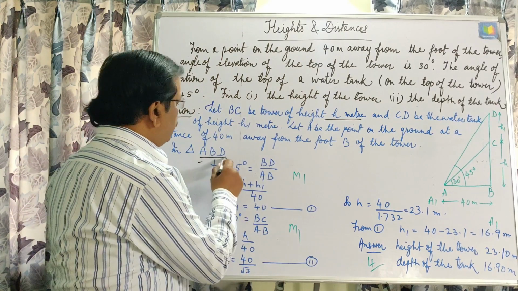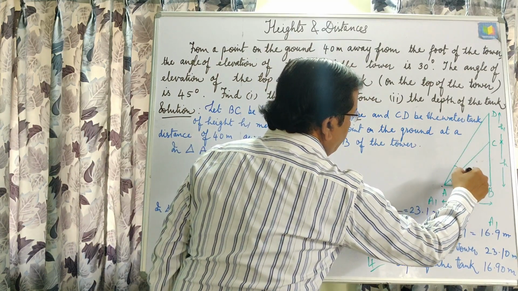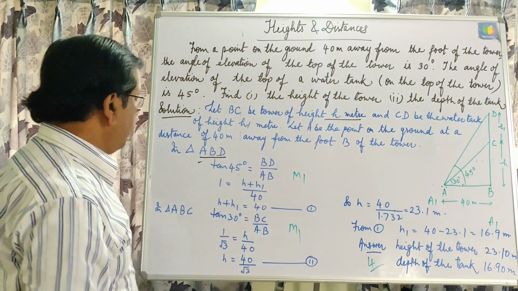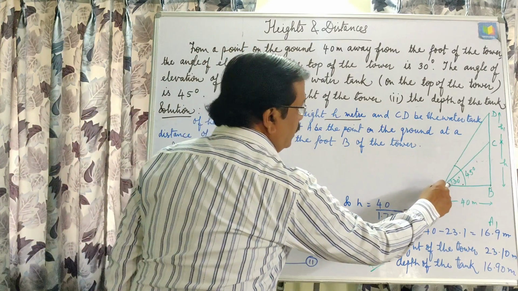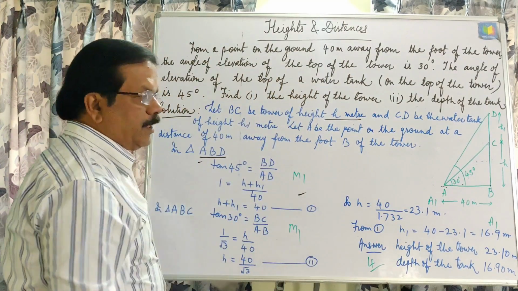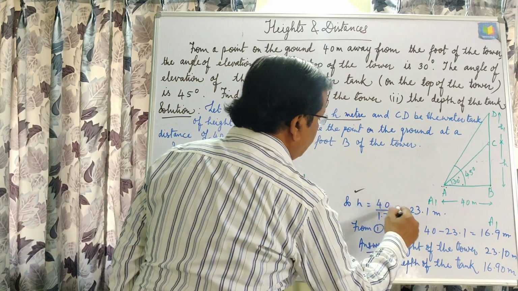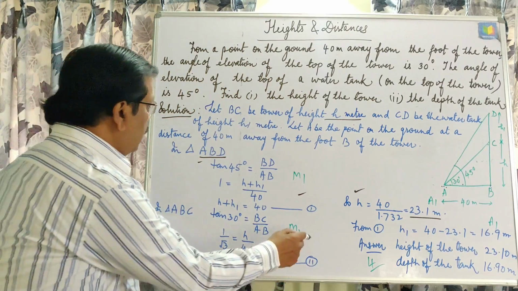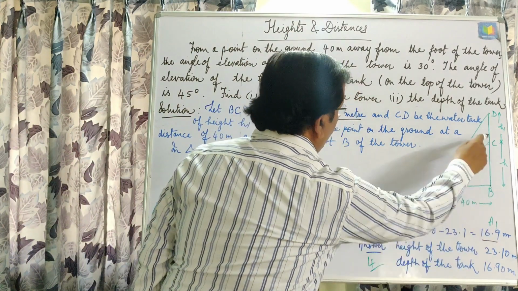You can see in this figure ABD, in this triangle ABD, tan 45 degree, perpendicular upon base, means (h plus h1) upon 40. This is the first equation. In the same way, second equation, tan 30 degree is equal to BC upon AB, that is h upon 45 degree. This is h upon 30 degree. And after calculating, we are getting the value of h is 23.1 meter. And then using equation number 1, we are getting h1 is 16.9 meter.